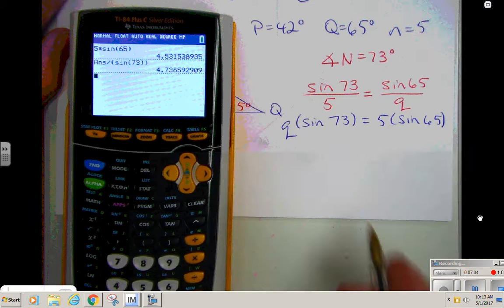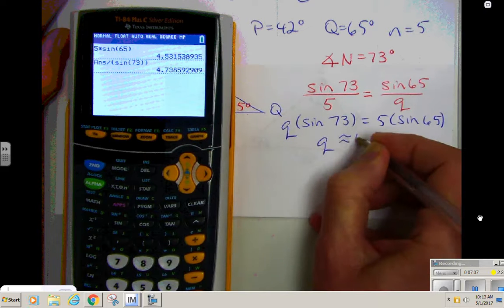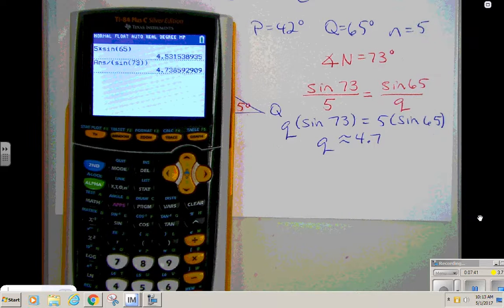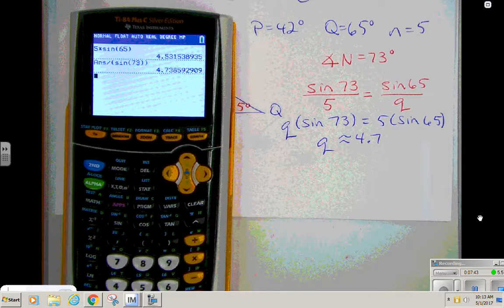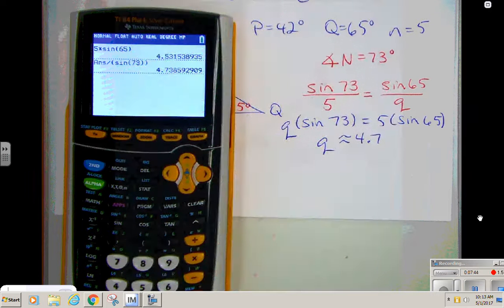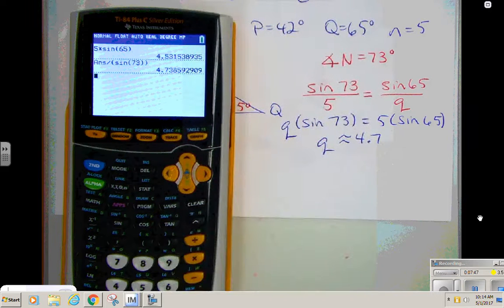And I'm getting that Q is about 4.7 units. So why'd you switch the 5 and Q? Why'd you put them on the different sides? I did cross products. Okay. Yeah. Because it's a proportion, so you can do that. Okay.